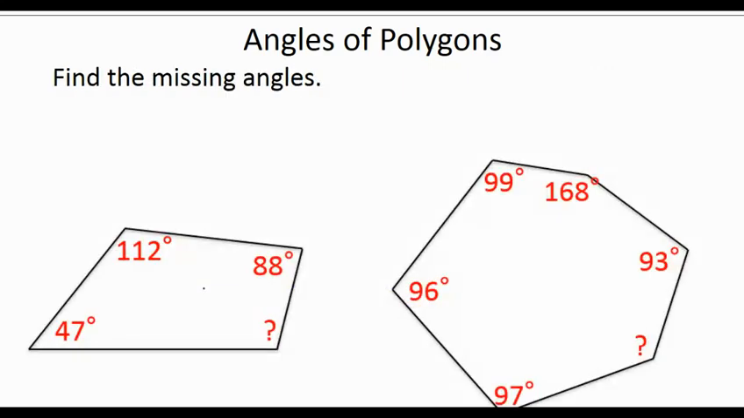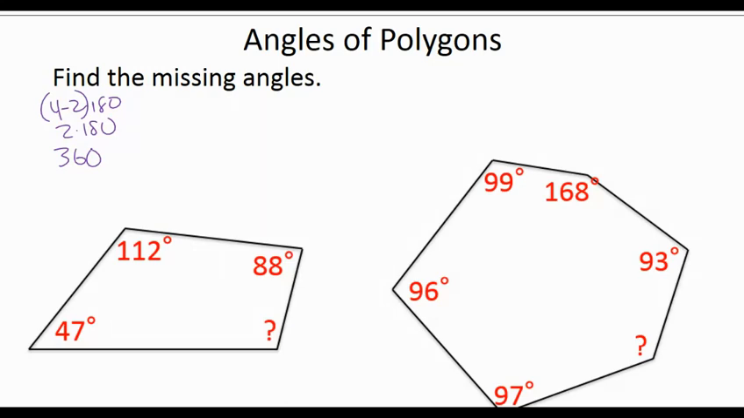So then what you could do is you can find missing angles of polygons. So let's start with this first one here. We see it has four sides, so it is a quadrilateral. So what I can do is figure out what all the angles of a quadrilateral add up to. And this is something you're probably going to memorize, but you could do 4 minus 2 times 180, so 2 times 180, and get 360. So all four angles of a quadrilateral have to add up to 360 degrees.